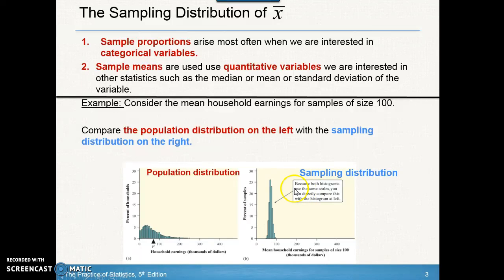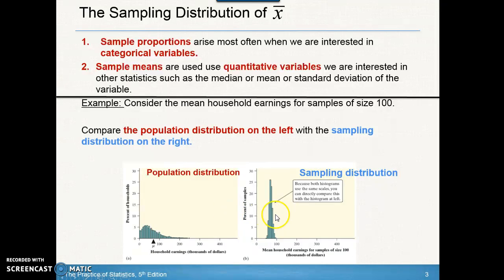Now take a look at the sampling distribution. The sampling distribution is much less variable. There's a much smaller spread. The standard deviation is much smaller. This was taking samples of size 100, finding that mean X bar, putting it on a graph, and doing that a whole bunch of times. Notice that the scales are the same. Because both histograms use the same scale on the X and Y axis, it's easy to compare the two. Notice how the sampling distribution looks approximately normally distributed, while the population distribution is skewed to the right a little bit.